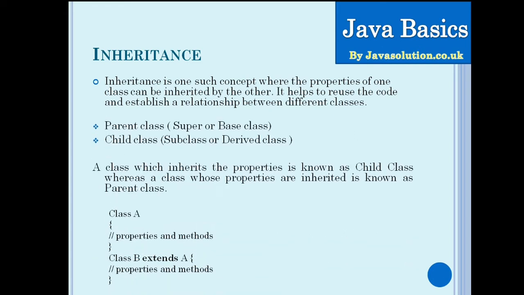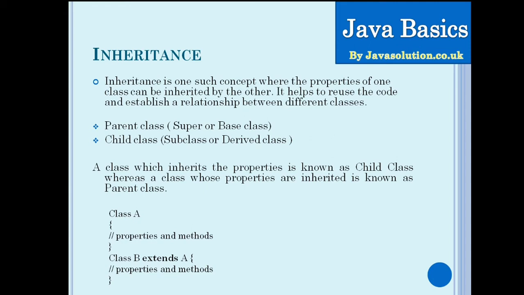So let's assume the parent class. A parent class is always called a super or a base class, and the class which extends that class or inherits from it is called a child class or a subclass or a derived class. You see all three different words in different books. Child class, subclass, or derived class, they are the same thing. They are extending some class which becomes their parent class or a super class or a base class, right? So a class which inherits the properties is known as a child class, whereas a class whose properties are inherited is known as a parent class.